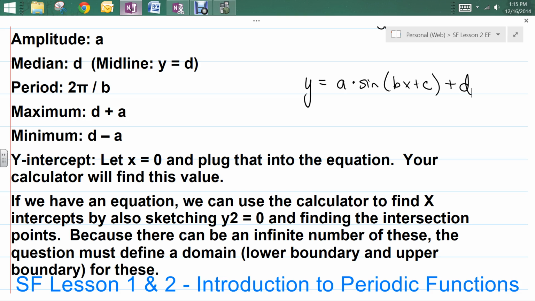The y-intercept, just like in all of the functions we've done: let x equal 0, just plug it in. Replace x with 0, figure out what it is. Same thing happens with sinusoidal functions.